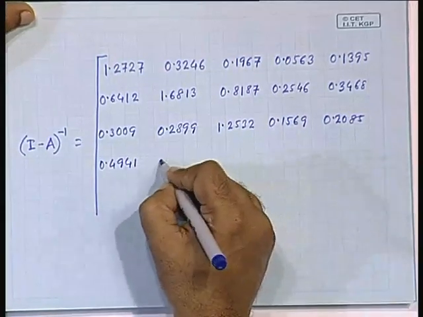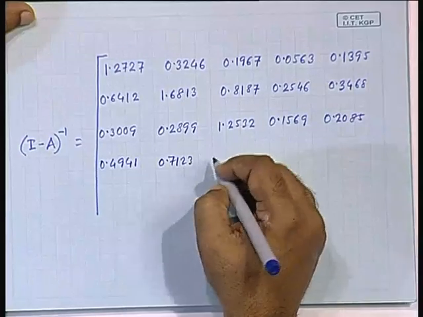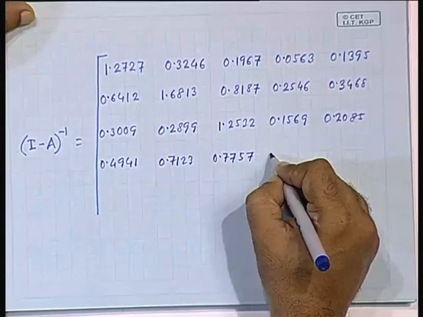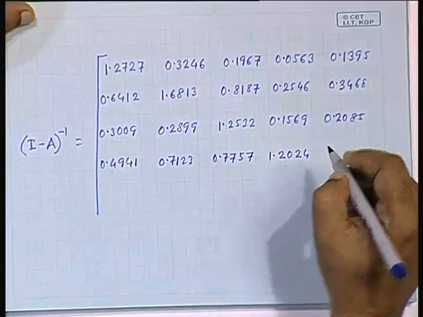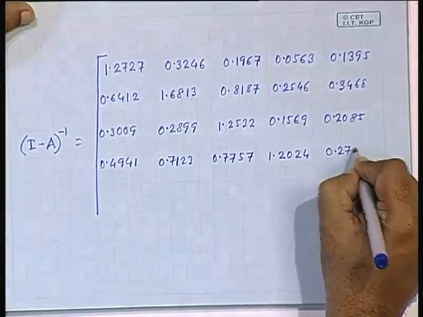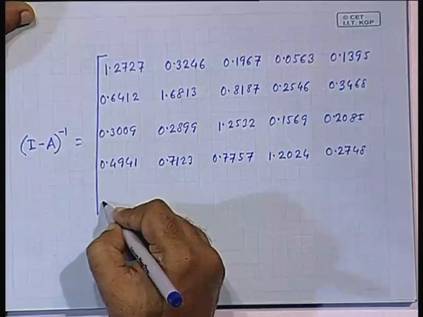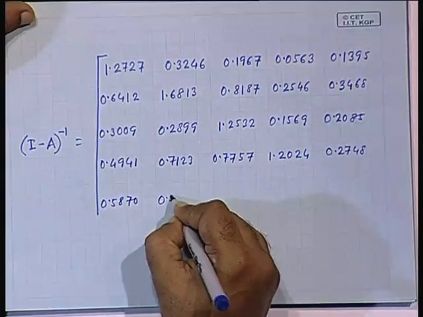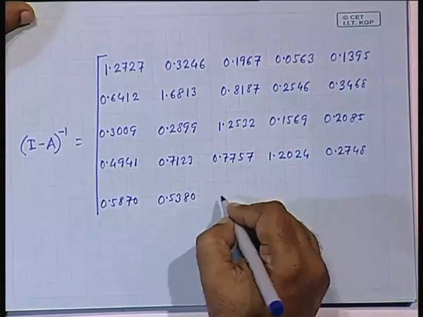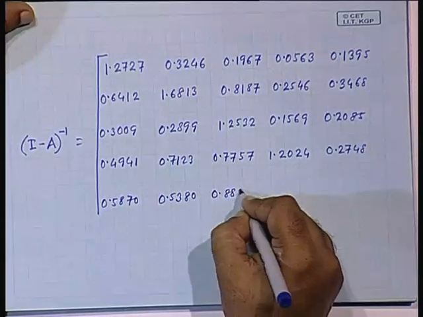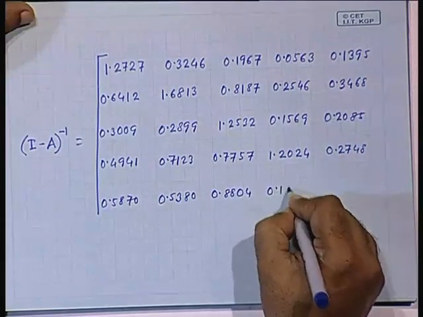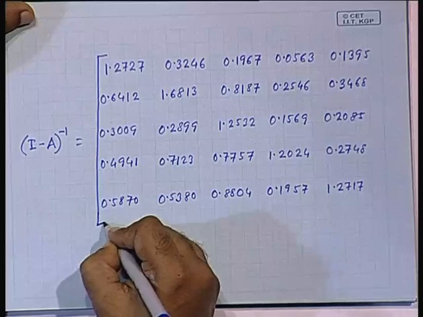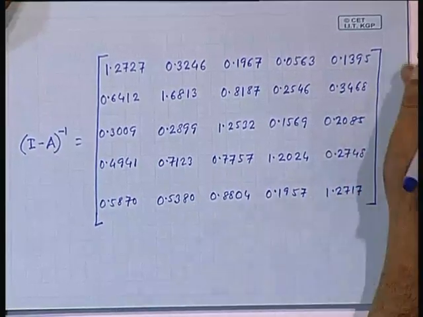0.4941, 0.7123, 0.7757, 1.2024, 0.2748, 0.5870, 0.5380, 0.8804, 0.1957 and 1.2717. So, that is the I minus A inverse matrix. Okay.